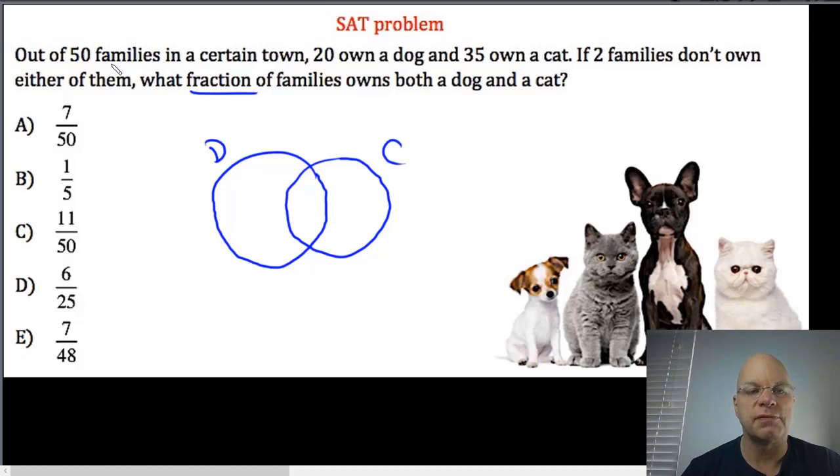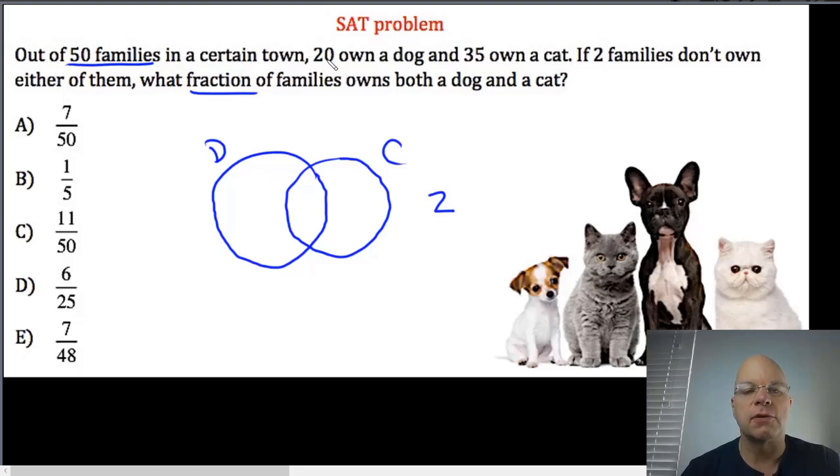Out of 50 families in a certain town, so I can't use that, but I know the sum of all my addends in my Venn diagram, inside and outside of my Venn diagram, will add up to 50. 20 own a dog. I can't do anything with that because this piece plus this piece have to add up to 20. 35 own a cat. Again, I can't do anything with that yet. If 2 families don't own either of them, so the 2 families that don't own a cat or a dog are part of the 50 families, but they go outside.